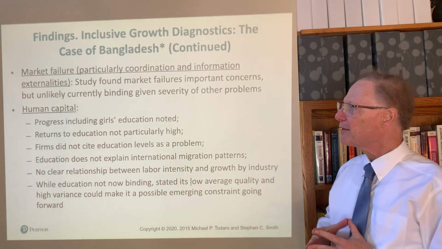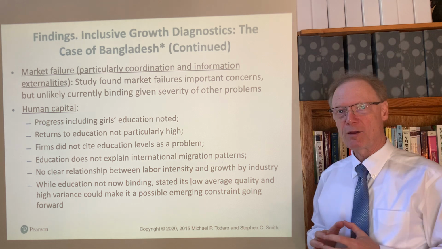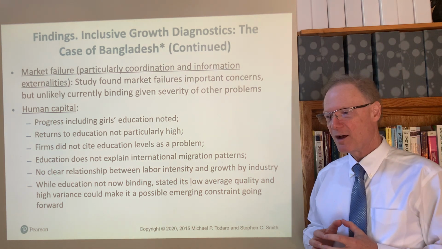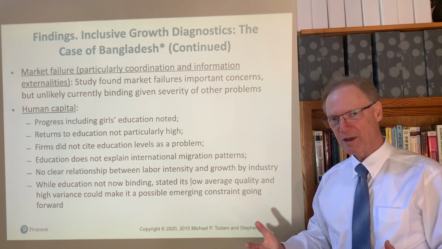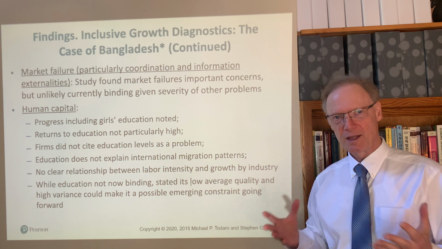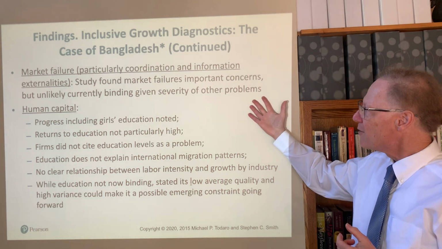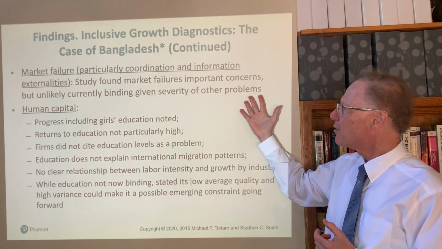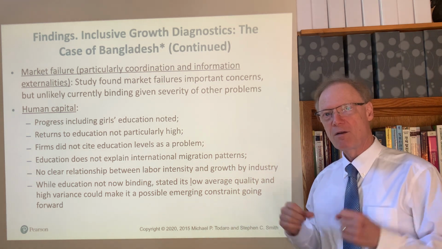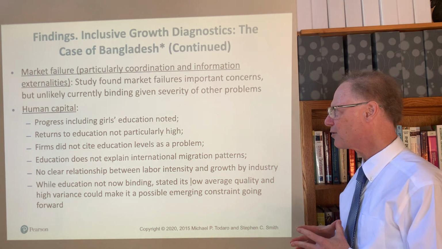So another possibility they looked at was market failure, such as coordination failures, as well as information externalities of the type that has been examined in Chapter 4 in the various sections leading up to the growth diagnostics section. And they found that these were important concerns, but they thought unlikely currently binding, given how severe other problems were. So they recommended other problems get attention.